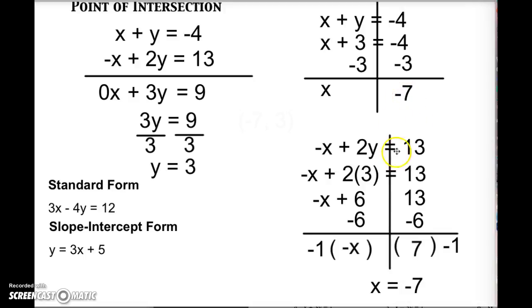Notice that both of my values of x are equal to -7. So that means my point of intersection is going to be -7 and y is 3.